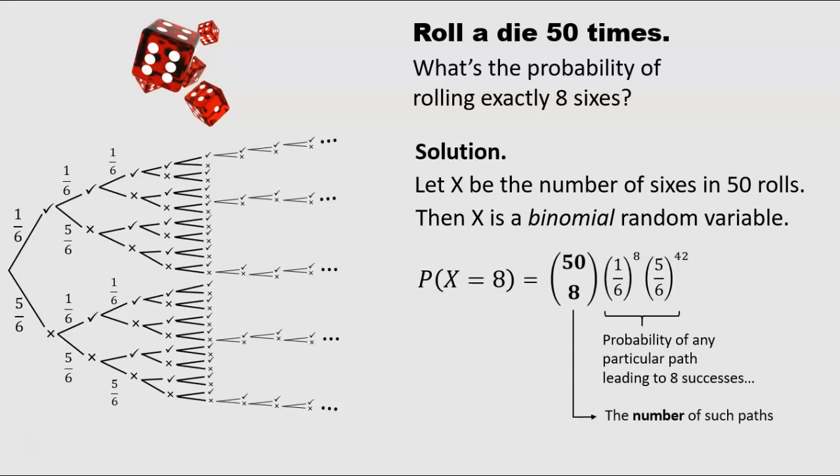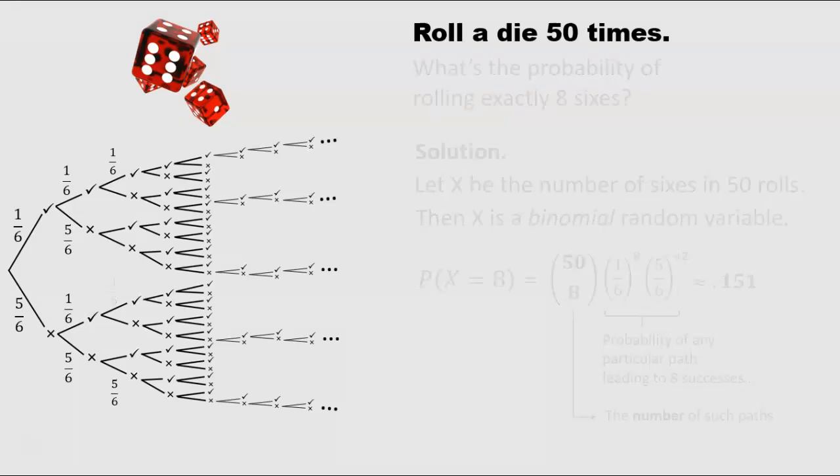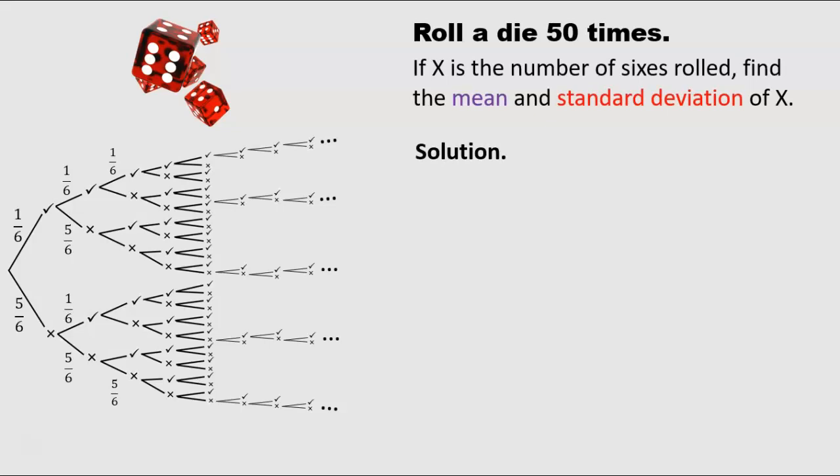Feeding this all into our calculator, we find that the probability of getting 8 sixes in 50 rolls is about 0.151. Here's another problem. If we roll a die 50 times, and if x is the number of sixes that we roll, find the mean and standard deviation of x.